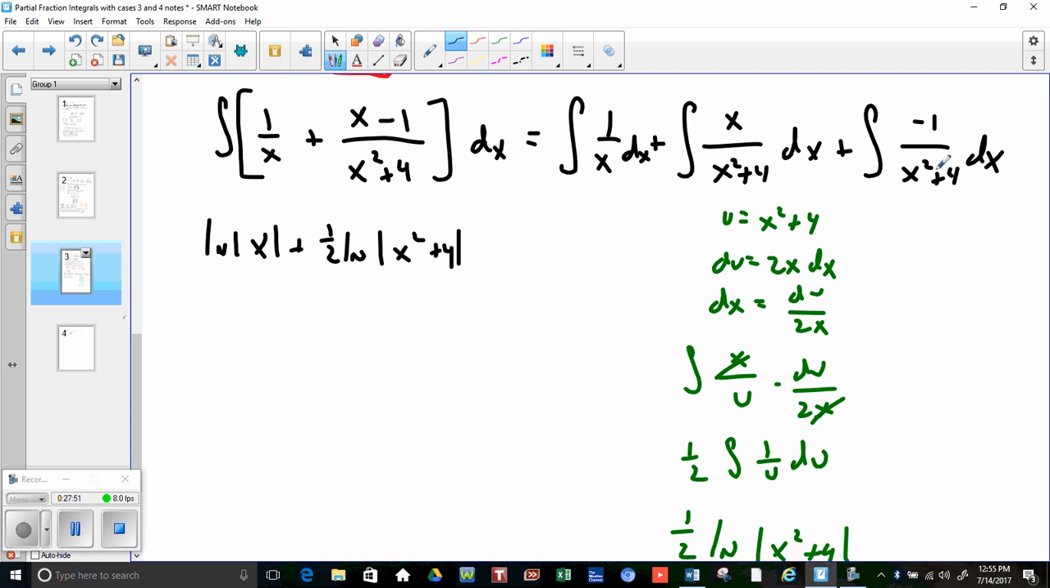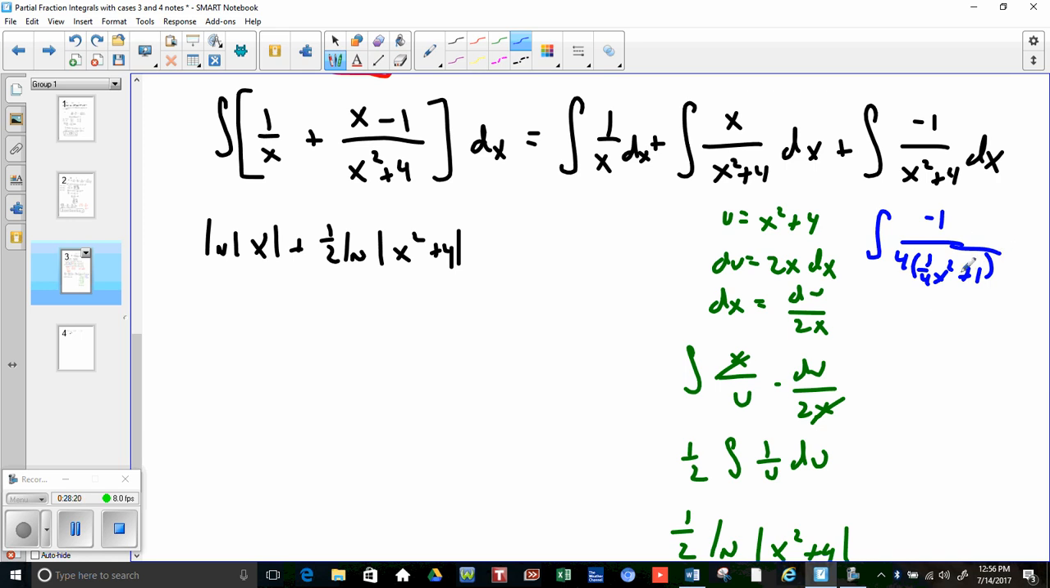So if you remember, the derivative of an inverse tangent of x is going to be 1 over x squared plus 1. Well, this isn't 1, it's 4. So we need to make this a 1. The only way to do that is to factor a 4 out of the denominator. So when I factor a 4 out of the denominator, it's going to look like this: 1/4 x squared plus 1.